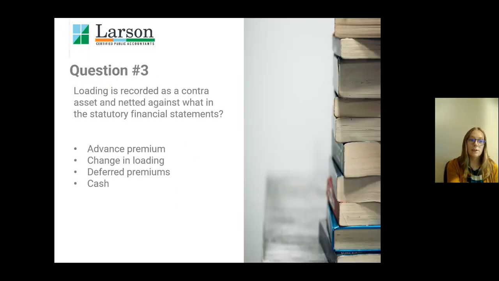Next question, loading is recorded as a contra asset and netted against what in the statutory financial statements? So again, we just went over this and it is deferred premiums.